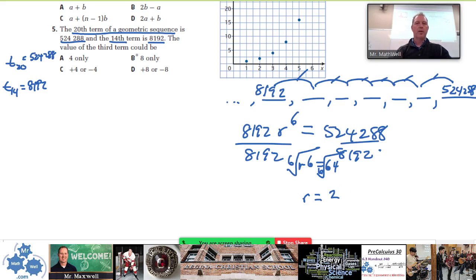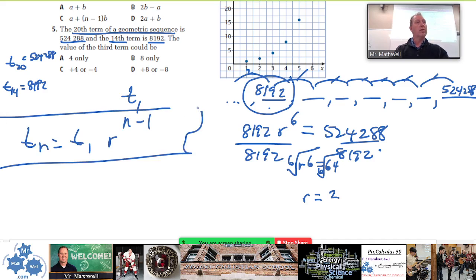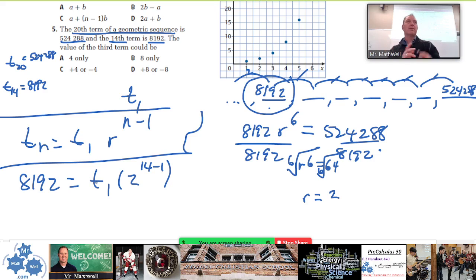So what's the third term? What you could do is work backwards here, like the r is 2, right? So t1 times r to the power of the 14th term minus 1. So remember our formulas. T of n equals t of 1 times r to the n minus 1. That's your geometric sequence formula, correct? So then you have the 14th term is 8192. T1, you don't know what that is. You could solve for T1 here. This is 2 to the power of 14 minus 1. So if you solve for T1, then you times r and times r again, you get the third term.